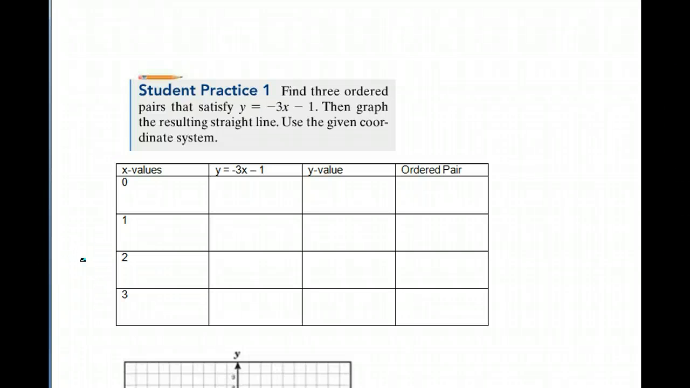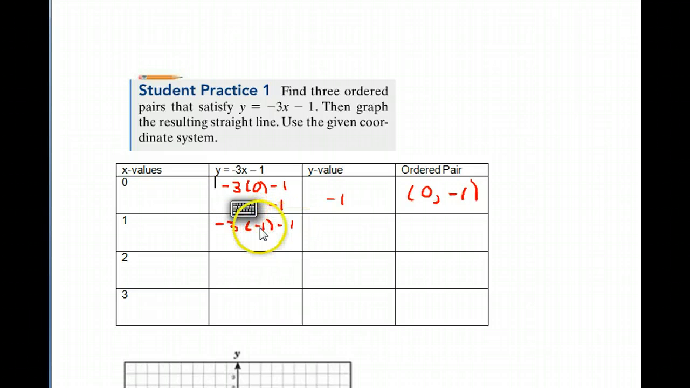Okay, at this point you should be ready to check your work with me. So remember, we're plugging in the x value for the x. So we have negative 3 times 0 minus 1, which gives us a negative 1. So our ordered pair is 0, negative 1. We have negative 3 times negative 1 minus 1, which gives us 3 minus 1, which is 2. Ordered pair 1, 2.